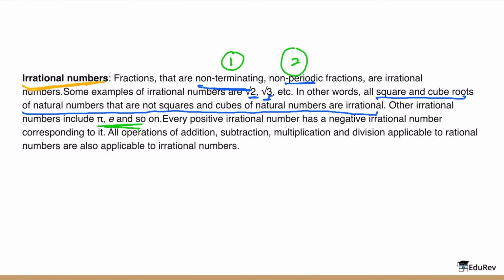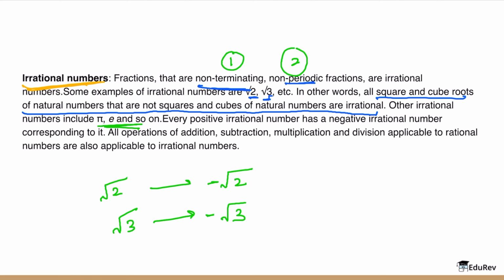Now, every positive irrational number has a negative irrational number corresponding to it. Obviously, if I have root 2, I will have negative of root 2. If I have root 3, I will have negative of root 3. So every positive irrational number has a negative irrational number corresponding to it.